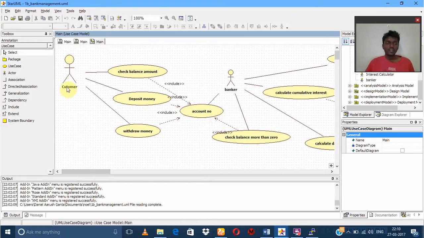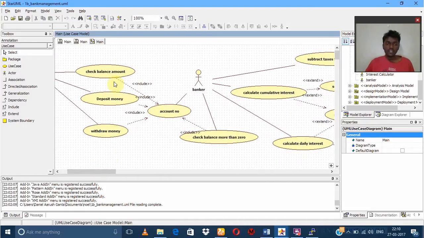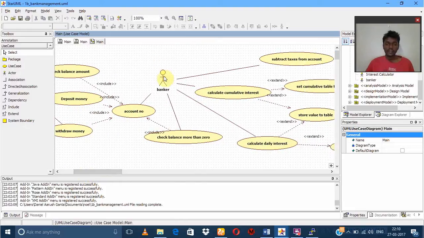Here in this bank management system, we have a customer as well as a banker. The customer will have an account through which he can check his balance amount, deposit money and withdraw money. All these functions are subject to an account number. If money is deposited, it is added to the current money in the account. If money is withdrawn, it is subtracted. All these functions are done by the banker over here.